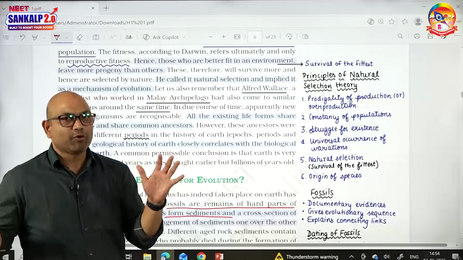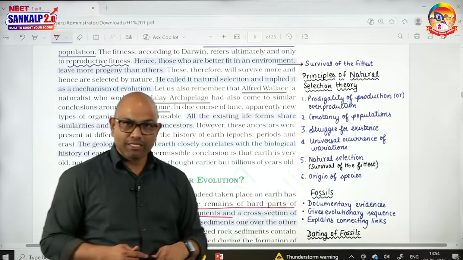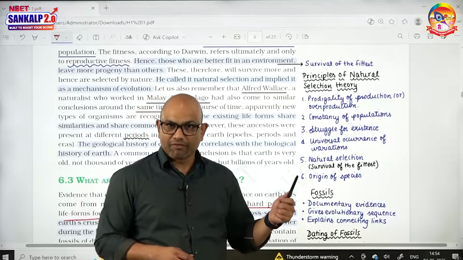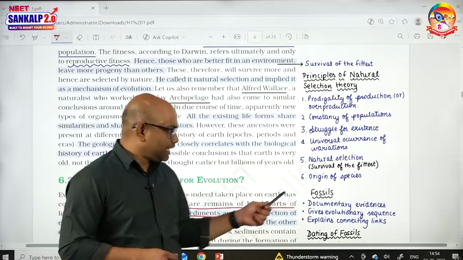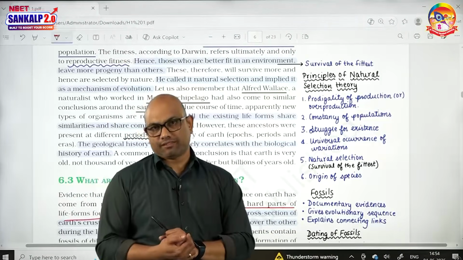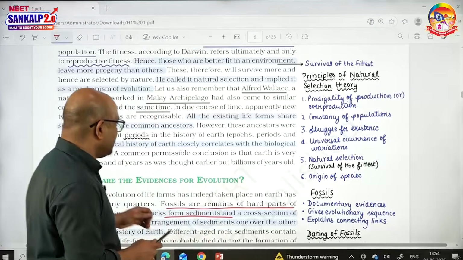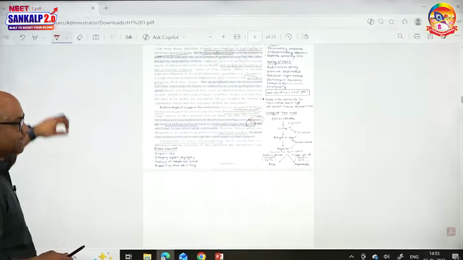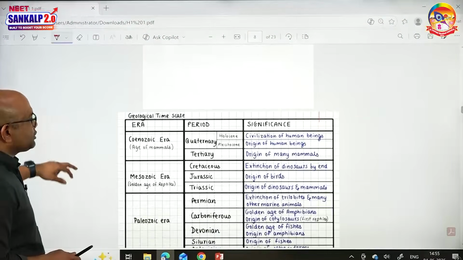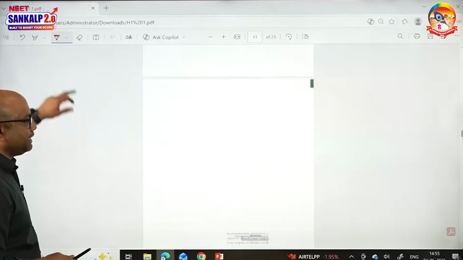So, these are the 6 important points related to Darwin: overproduction, constancy in population, struggle for existence leading to survival of the fittest, built-in variations in population, natural selection, and origin of species. These are the important points related to the Darwinian theory. And what are the 2 key concepts of Darwinian theory? Natural selection and branching descent are the 2 key concepts of Darwinian theory.